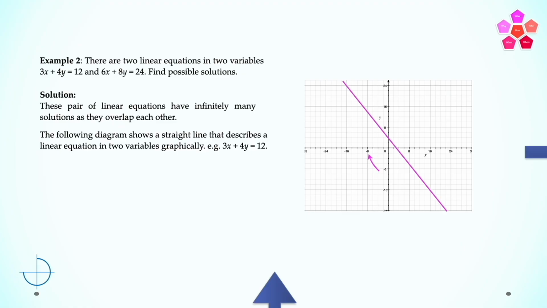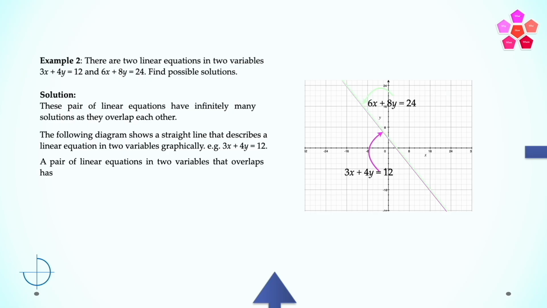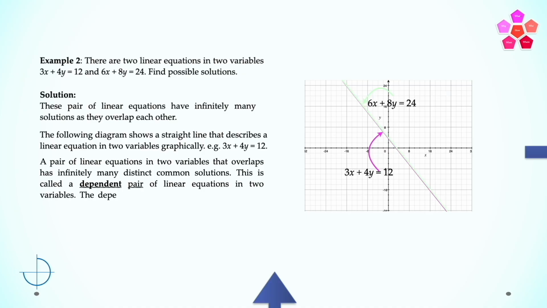A pair of linear equations in two variables that intersects on one point are called consistent pair of linear equations. A pair of linear equations in two variables that overlaps has infinitely many distinct common solutions. This is called a dependent pair of linear equations in two variables. The dependent pair of linear equations is also consistent.